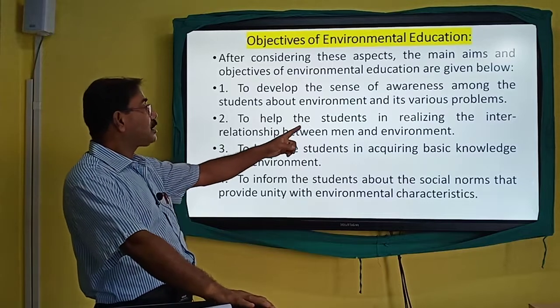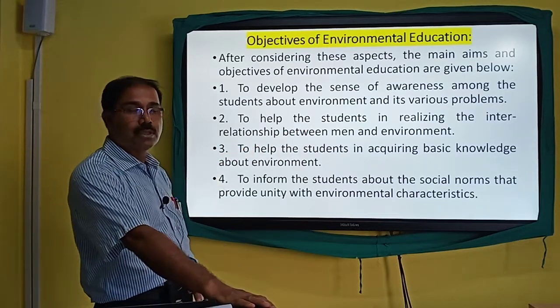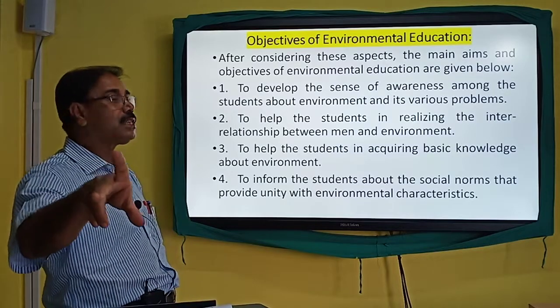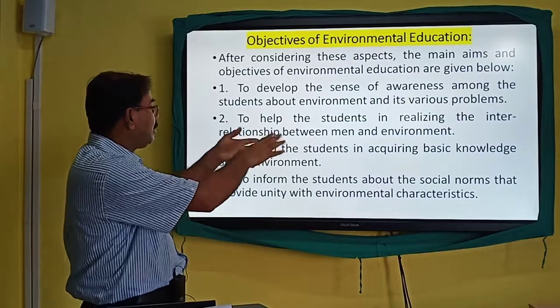To help the students in realizing the interrelationship between man and environment, you are to study, you are to know the interrelationship, the interlinkage between you and the environment.